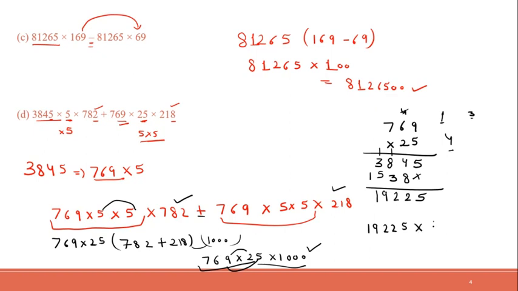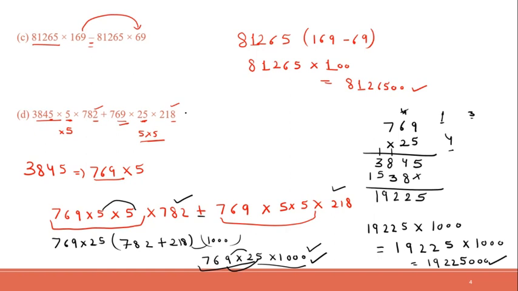So if I multiply 769 and 25, I'll get 19225. And now I want to multiply it with 1000, right? Because here it is multiplied with 1000. What will we get? We will get 19225 into 1000. Got it? So 19225 and triple zero. Right? So this will be the answer.